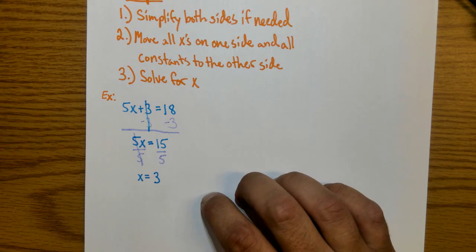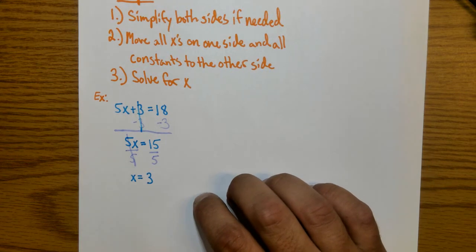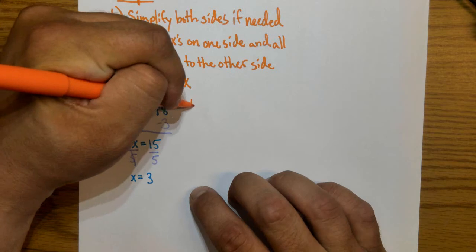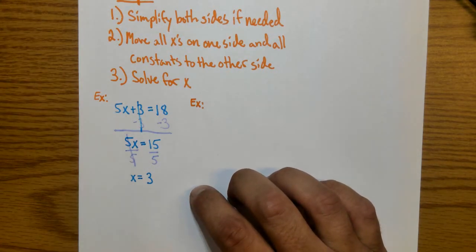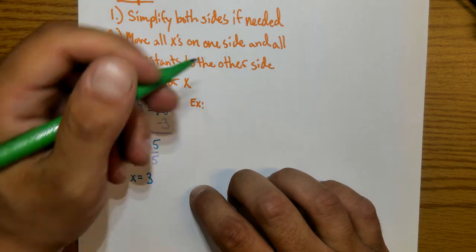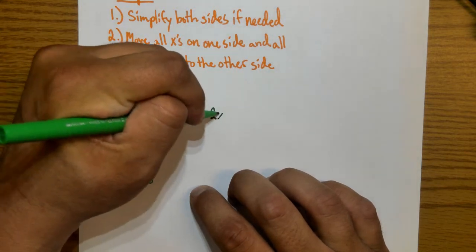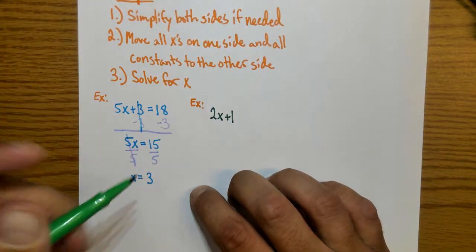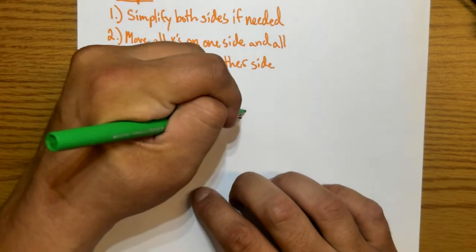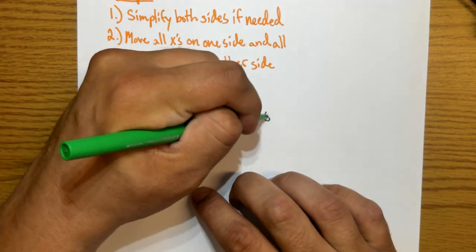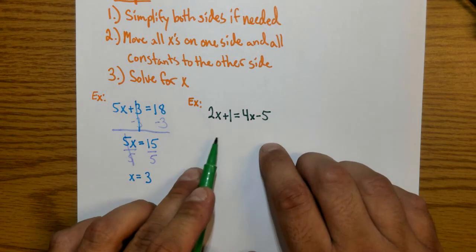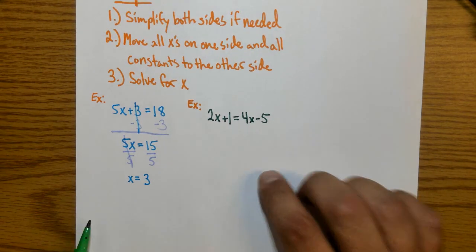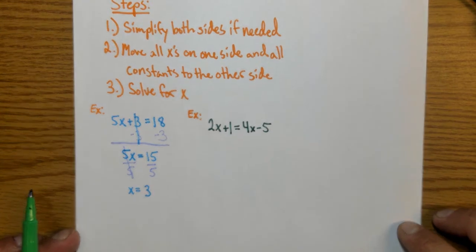Let's take a look at a different one, maybe slightly more challenging, maybe not, depending on how you feel about this. And that would be something that looks like this. We have 2x plus 1 is equal to 4x minus 5. So notice now each side has 2 terms. We have 2 terms on the left, 2 terms on the right. And let's go through these steps.